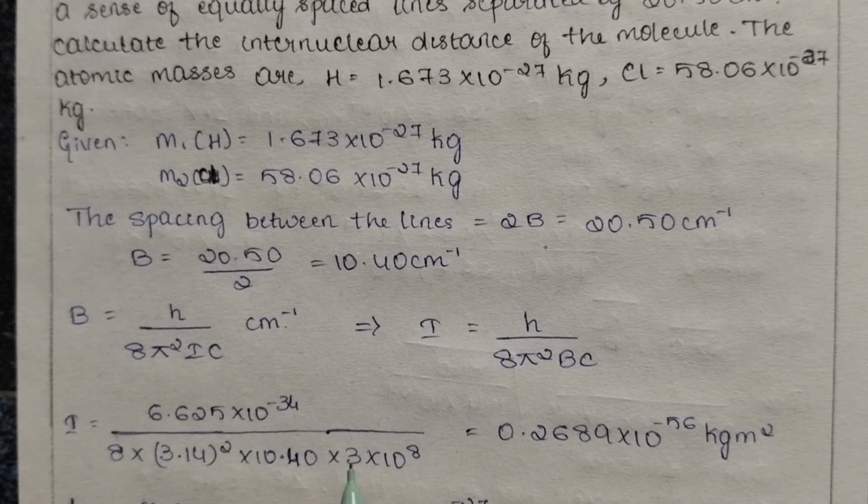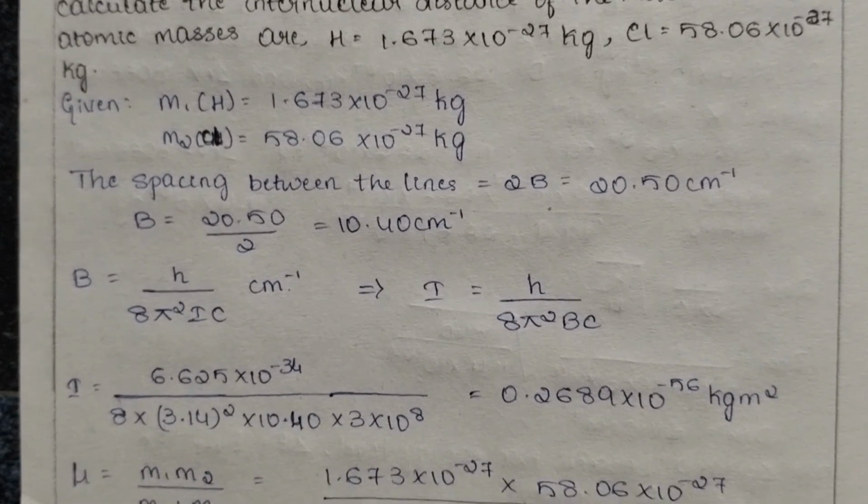When we simplify this, we'll get the moment of inertia as 0.2689 into 10 to the power of minus 56 kg meter square. Sorry, kg meter square, not centimeter inverse. And now we need to calculate the mu, that is the reduced mass.